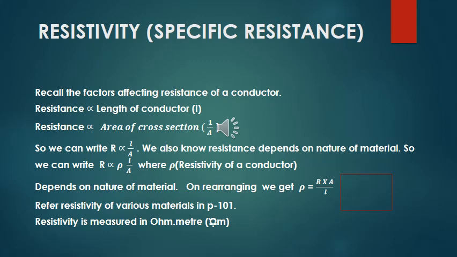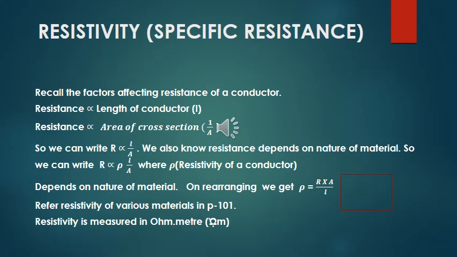In today's class, we'll be discussing one more important concept that is known as resistivity or specific resistance. We know that the resistance of a conductor depends on the nature of material. Nature of material is nothing but the resistivity. Recall the factors affecting resistance of a conductor.